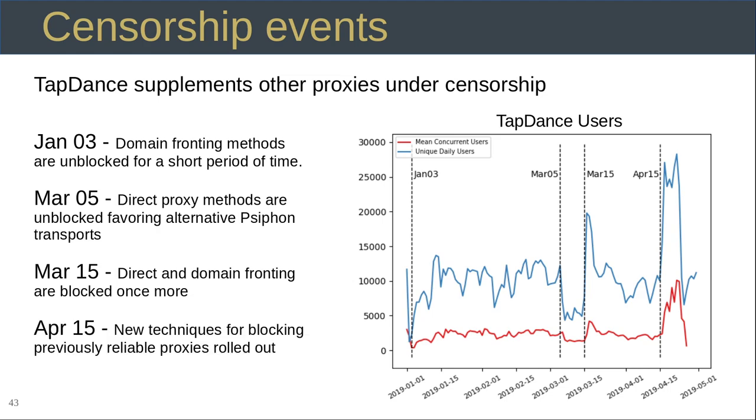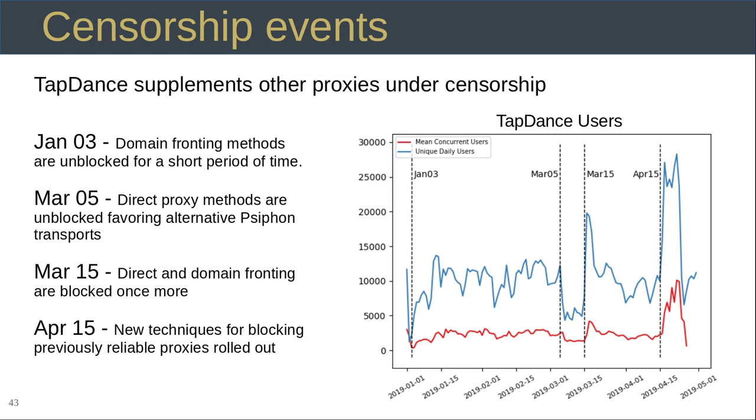Finally, on April 15th, we saw a new technique for censoring proxies that had previously been reliable for a long period of time, which many users were relying upon. Because of this, around 10 to 15,000 new users showed up to the Tap Dance system on April 15th. So we were wondering, did this have a big effect on the way that the Tap Dance system performed?